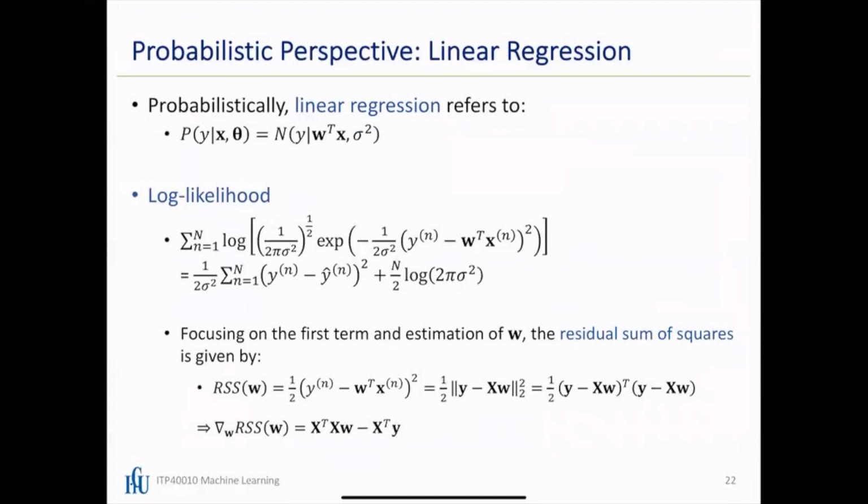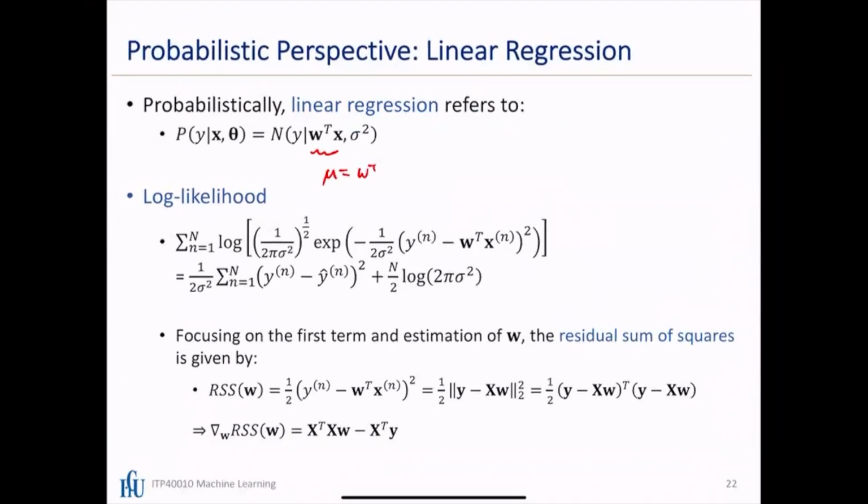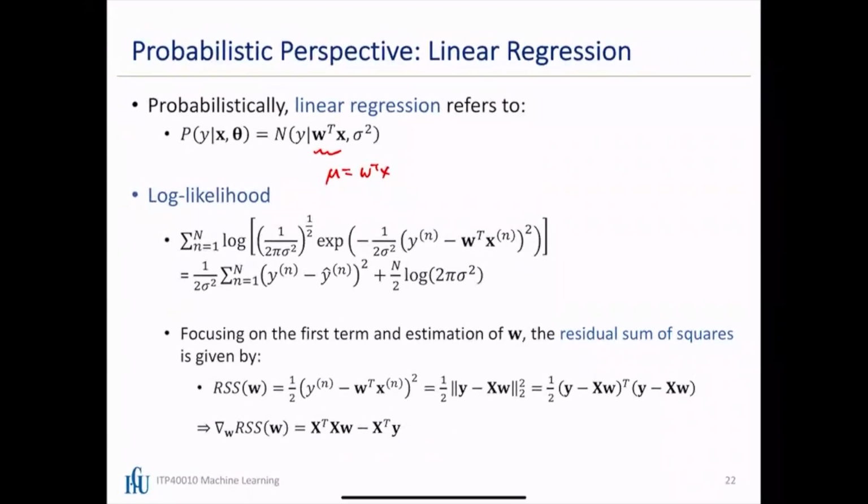Take a look at the same formula from the probabilistic perspective. Linear regression can be viewed as finding a Gaussian distribution where the mean is equivalent to W transpose X and the variance is sigma square. If you have this assumption, then we can easily come up with the log likelihood.